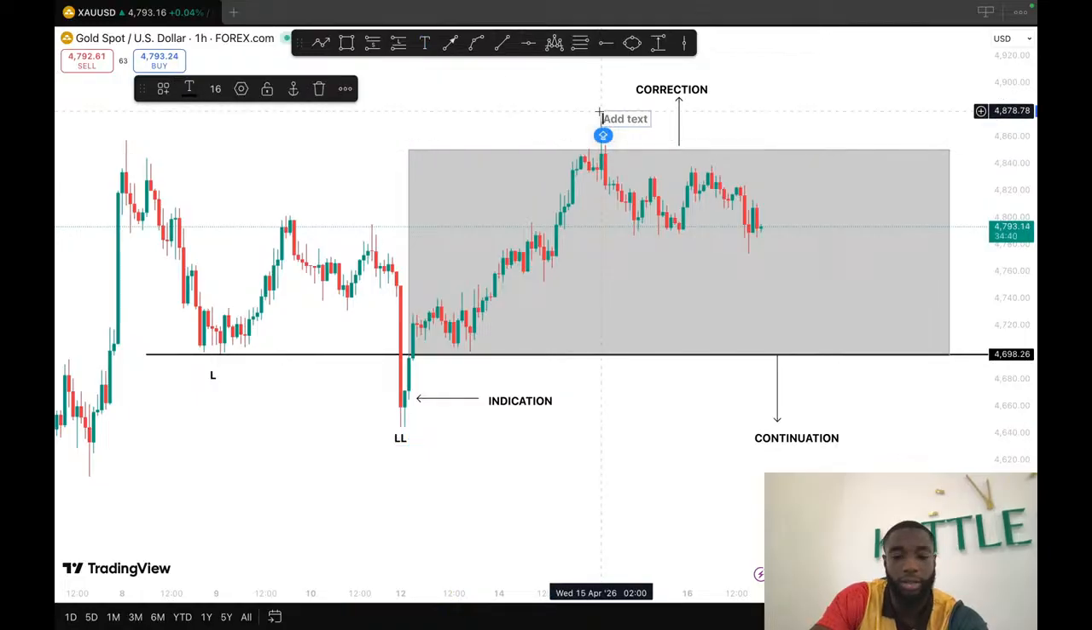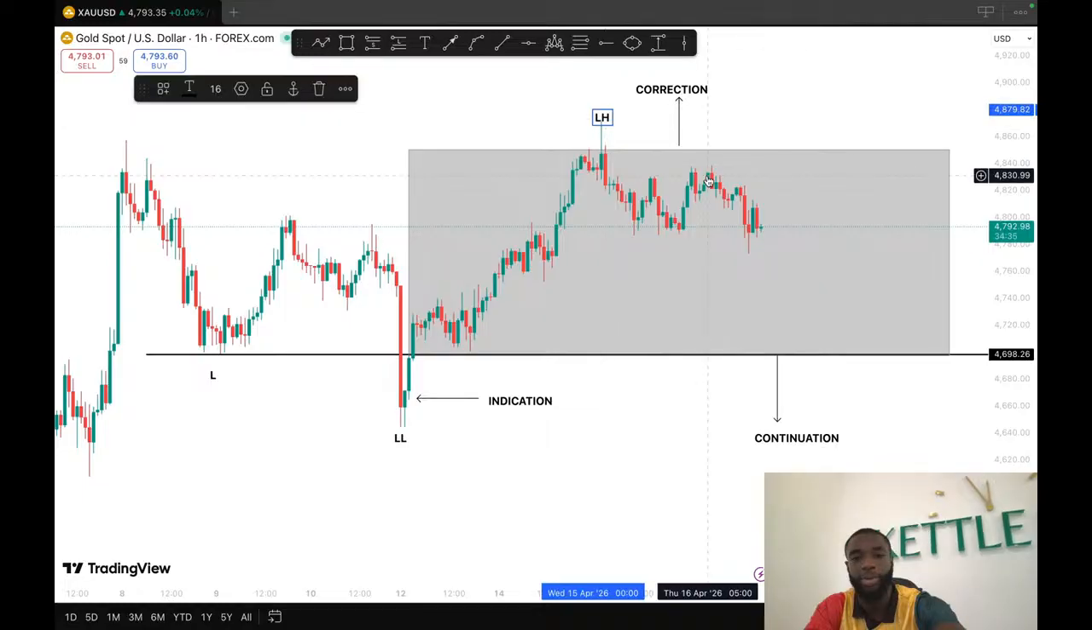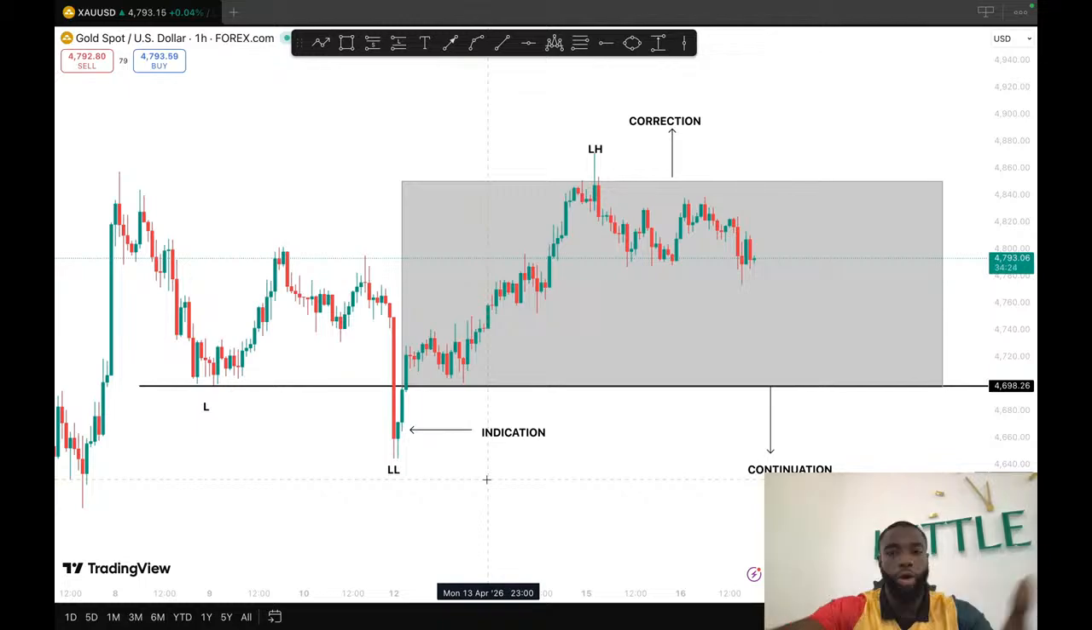This is a lower high. Ideally, price is on its way to make a new lower low. I hope you guys are following. You see? This is the whole blueprint.